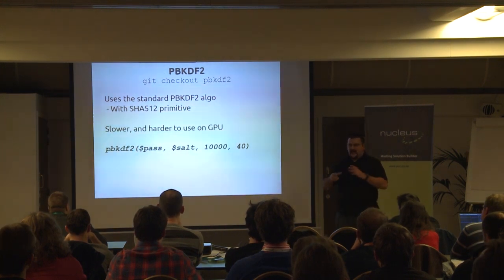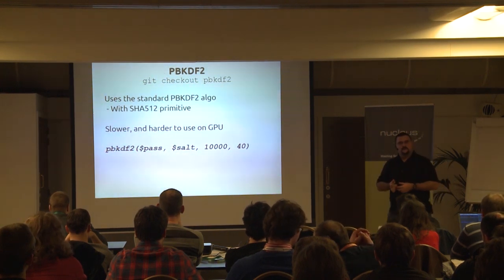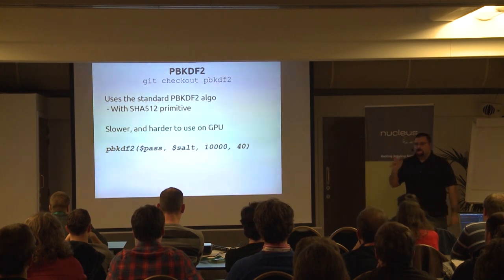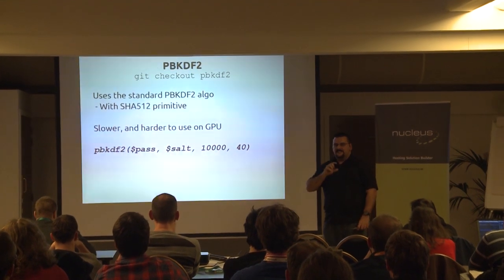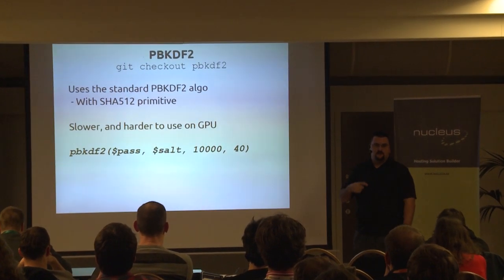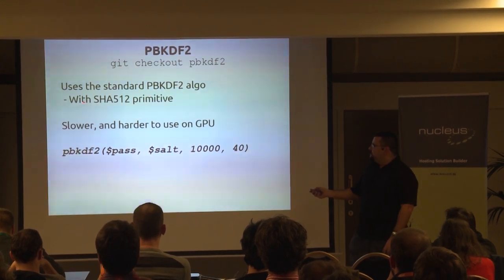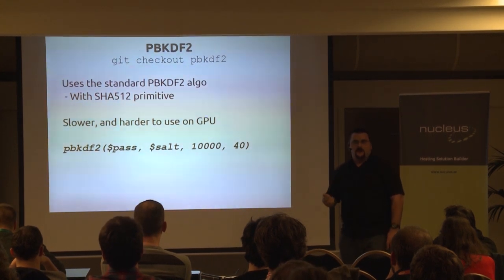PBKDF2, if you look at the internals of it, looks relatively similar to how that iterated MD5 worked. But there's a couple of very important differences relating to specifically how it's built and how it does those iterations, which makes it even slower. And additionally, we're going to swap out MD5 in PBKDF2 with SHA-512.